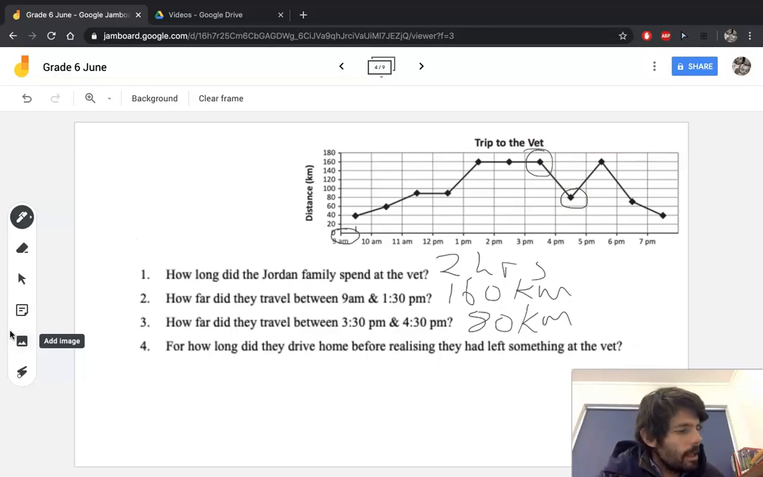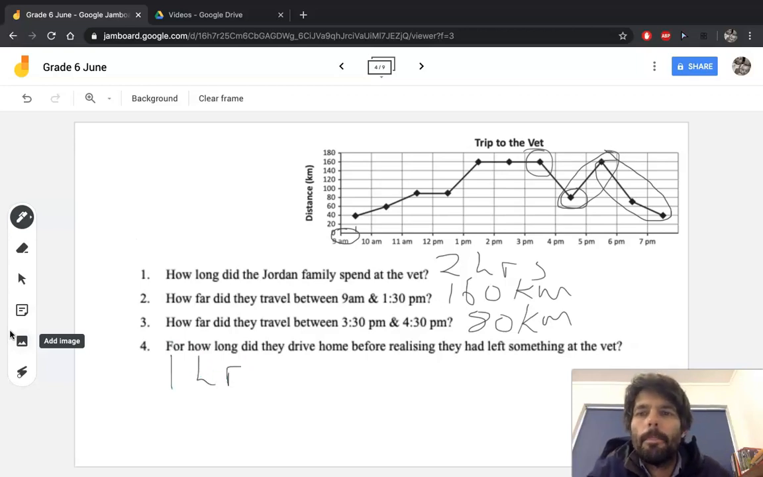But then you can see that the graph increases again in that area, which means they got further away from home before returning back to home at the end. So therefore, for how long did they drive home before realizing that they had to turn back to the vet? Would have been from 3:30 to 4:30, and that would have been 1 hour. Okay? Right, let's go have a look at what's next.